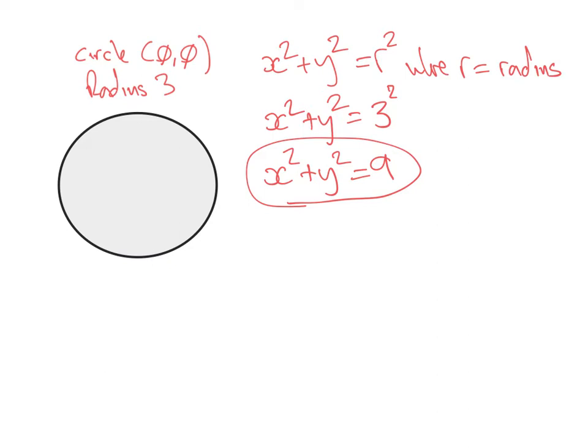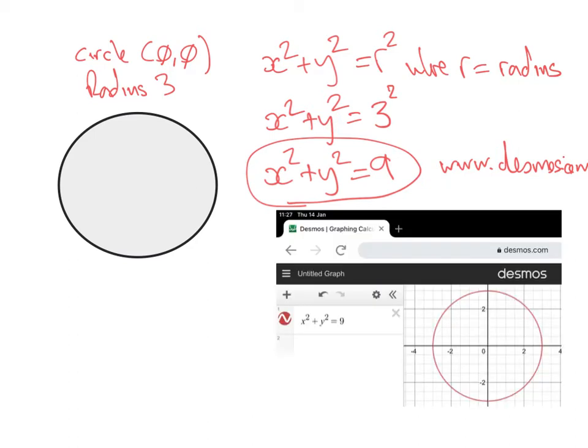You can always check this by going to something called Desmos or GeoGebra if you like that. Desmos.com is a really powerful graphing calculator. If you go to Desmos.com, go to the graphing calculator and type x squared plus y squared equals 9 into it, you'll get this picture, which is a great example of the circle. And you can mess around with the number, so you can change 9 to 16 to get a radius of 4, change it to 25. You can do anything you like.